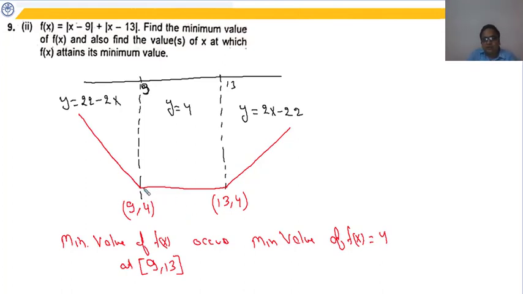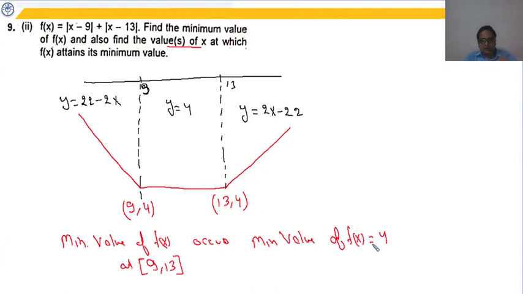So if you ask for how many real values of x give the minimum value, it is all the values from 9 to 13. How many integral values? Then we can count 9, 10, 11, 12, 13, if integral values of x are asked. But he is generally asking for what values of x the minimum value occurs. The minimum value is 4, for any value of x from 9 to 13. So this is the answer: the values of x are 9 to 13, closed interval, and the minimum value of f(x) is 4.